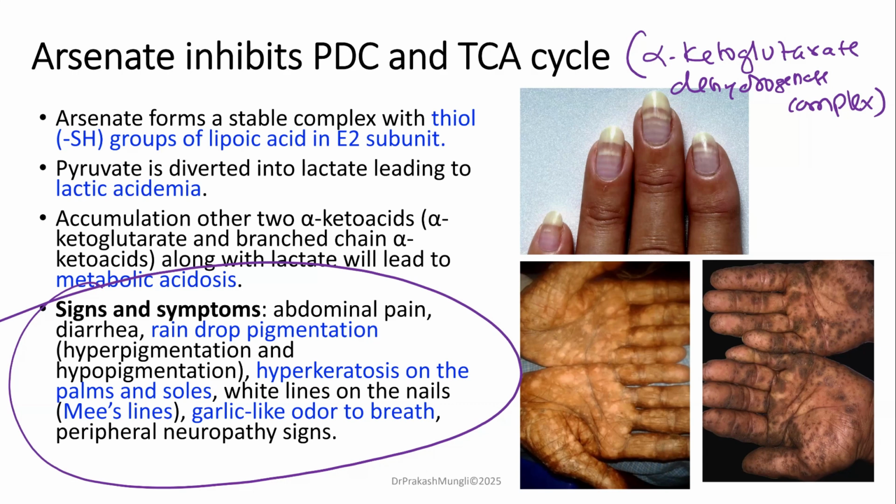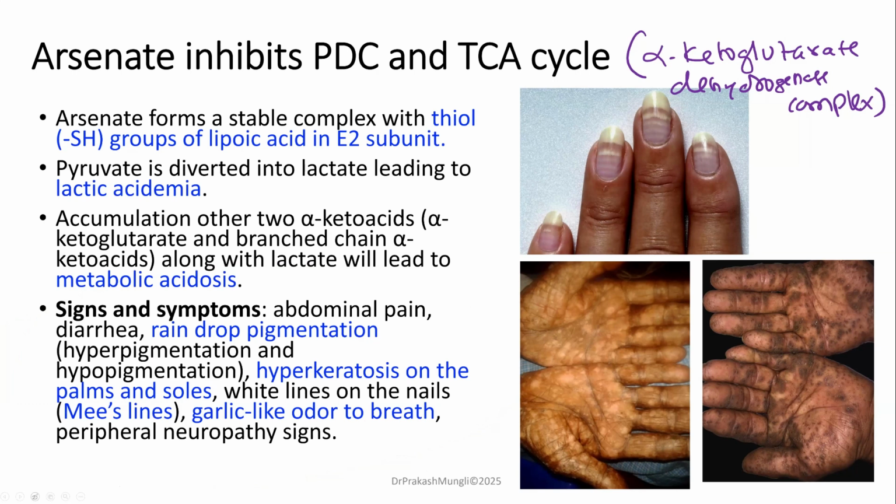Okay, that's how there will be coloration on the nails of arsenate toxicity on a person or a patient. So abdominal pain, raindrop pigmentation, I'll explain that, hyperkeratosis on the palms and soles, and white lines on the nails that are called Mees lines. Whatever you are seeing on the nails, it is called Mees lines.